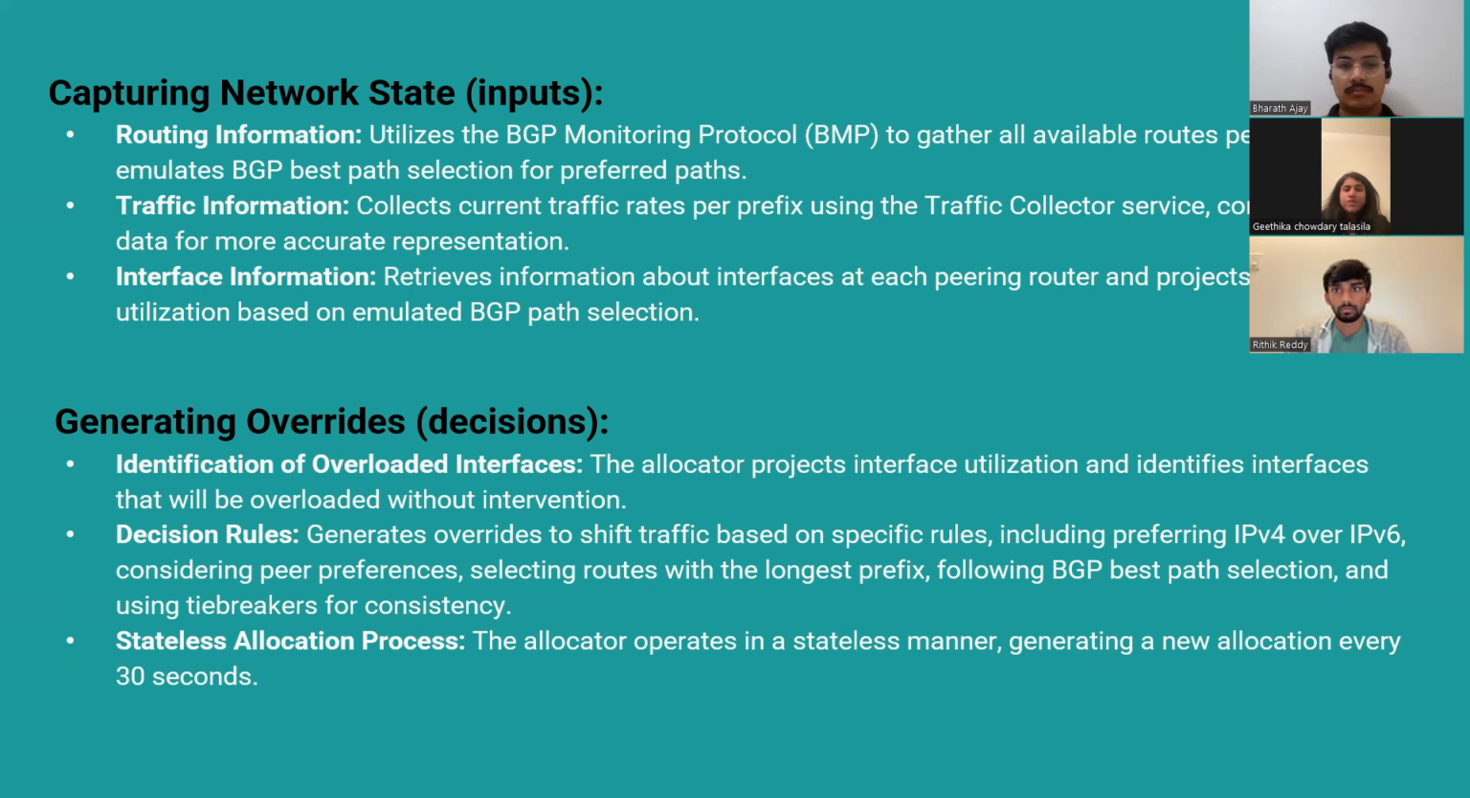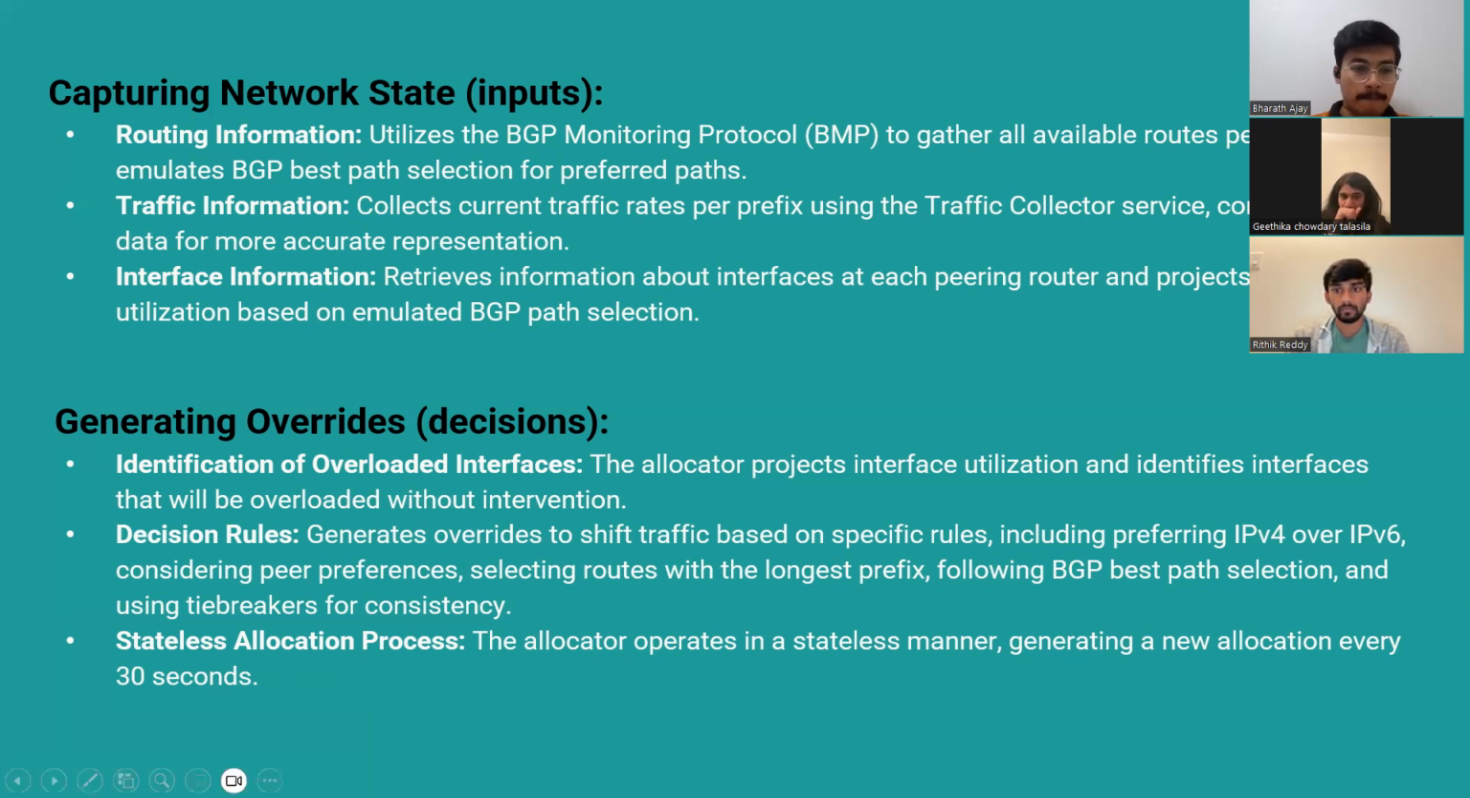So generating overrides. This allocator projects interface utilization and identifies the interfaces that will be overloaded without intervention. The decision rule generates overrides to shift traffic based on specific rules, including the preferred IPv4 and IPv6, considering the peer preferences, preferring the routes with the longest prefix, BGP best path, and using a consistent, stateless allocation process. This operates in a periodic manner, generating an allocation every 30 seconds.